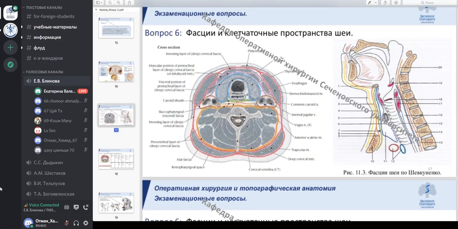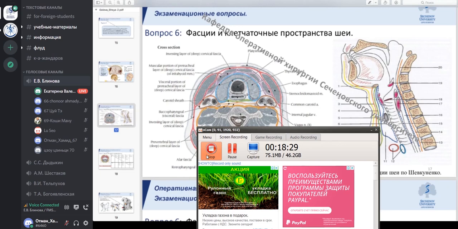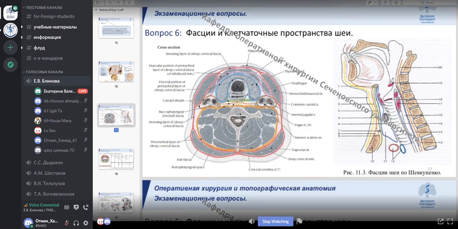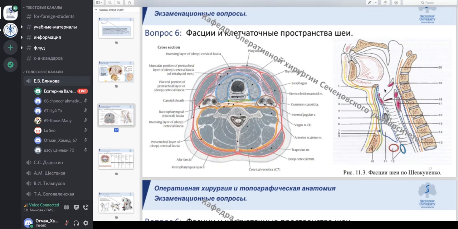Fascia and cellular spaces of the neck. You should name the five fascias of the neck. Firstly, the superficial fascia, which covers the platysma muscle. After that, the proper fascia. Proper fascia covers the sternocleidomastoid muscle and the trapezius muscle. The next is the deep lamina of the proper fascia, or omoclavicular fascia. The omoclavicular fascia is attached to the hyoid bone superiorly and inferiorly to the clavicle, and covers the sternothyroid muscle, sternohyoid muscle, omohyoid muscle, and thyrohyoid muscle.